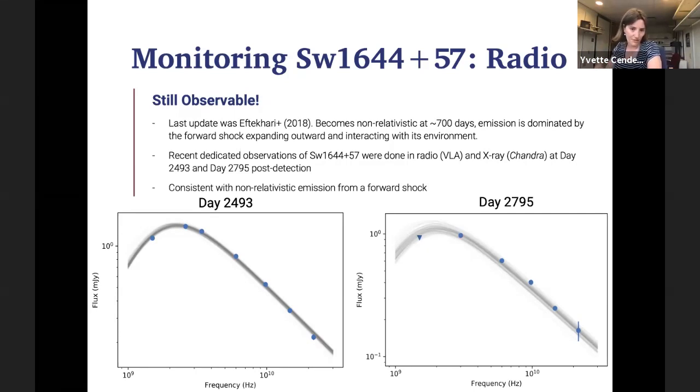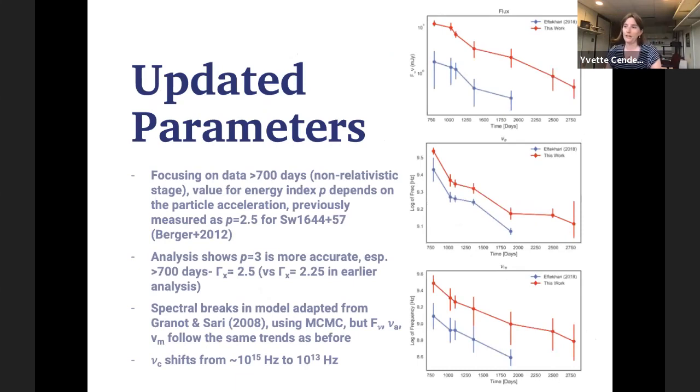We also did these recent observations at day 2493 and day 2795 after the explosion. Just for current reference, we're at day 3481. I looked it up today. It is still consistent with the non-relativistic emission from the forward shock, from the observations we have. I had to update some parameters. I decided to focus my analysis on the non-relativistic period, so after day 700, just to be consistent.